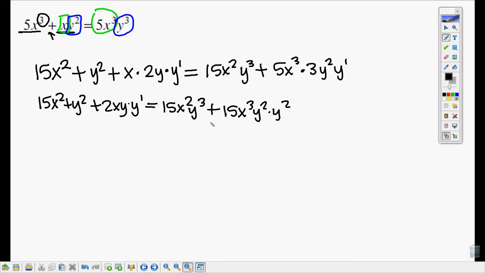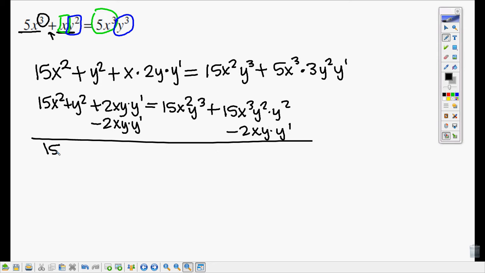Now right here is where it's going to make the difference in your answer. So your answer could have completely opposite signs. So as long as every sign has been flipped, you're fine. I'm going to choose to move this onto this side. So I have 15x squared y squared is equal to 15x squared y cubed plus 15x cubed y squared times y prime minus 2xy times y prime.